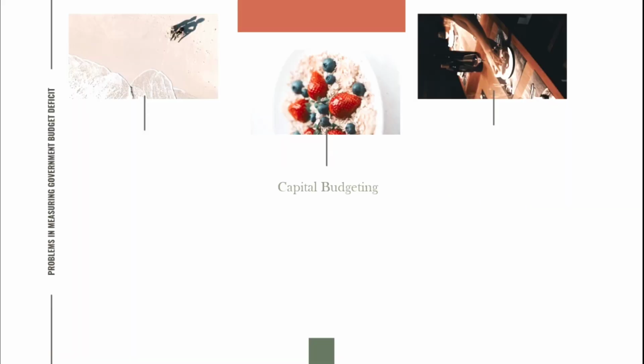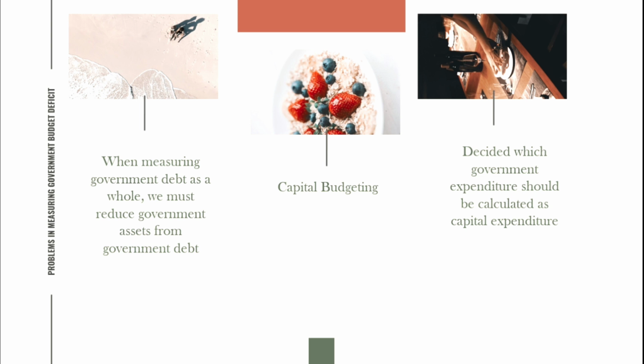The second problem is capital assets. When measuring government debt as a whole, we must subtract government assets from government debt. Therefore, the budget deficit should be measured as the change in debt minus the change in assets. The problem is, when measuring a budget deficit without including government assets, it's the same as assuming that those assets are government spending, even though they aren't.